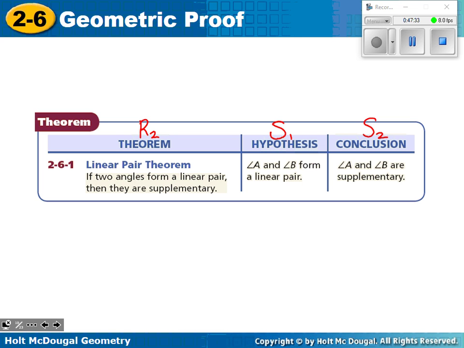So if 2 angles form a linear pair, remember chapter 1, linear pair means 2 angles that form a straight line. If 2 angles form a straight line in your picture, then they're a linear pair. And if they're a linear pair, you can say they are supplementary. And if they are supplementary, that comes from this linear pair theorem. Okay, so we're going to have to use that. Super important.